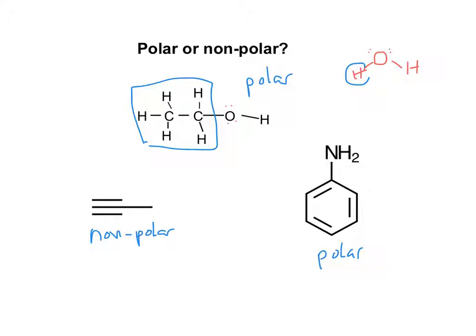polar. For this compound, which is aniline, note that the nitrogen has a trigonal pyramid shape. And for this molecule, propyne, note that the carbons here have a linear shape.